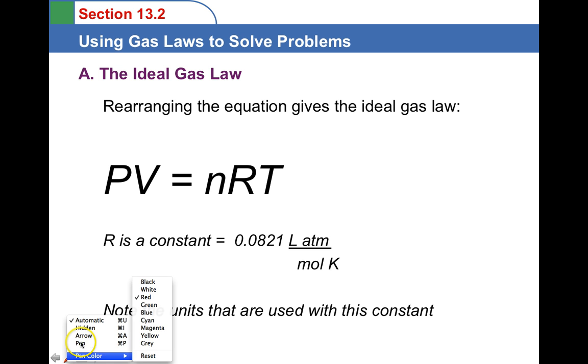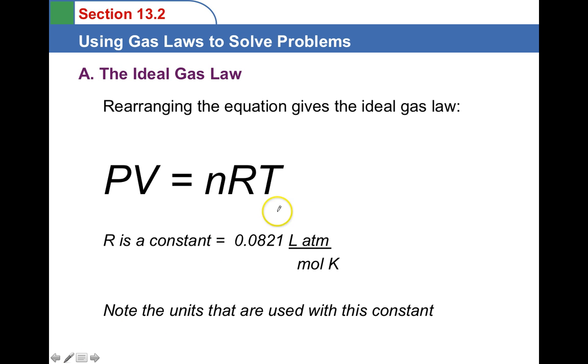R is a constant, and it is really, really, really important. Really, really, really important that you notice the units, okay? This R value will always be given to you, but if you're going to use it, you have to know that volume, so when you're over here for volume, it must be in liters. If it's not given to you in liters, you will have to convert it into liters.